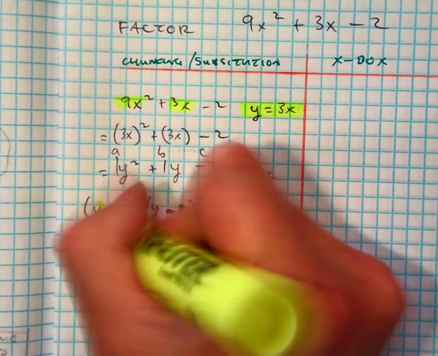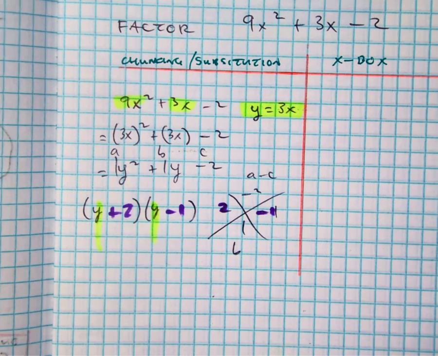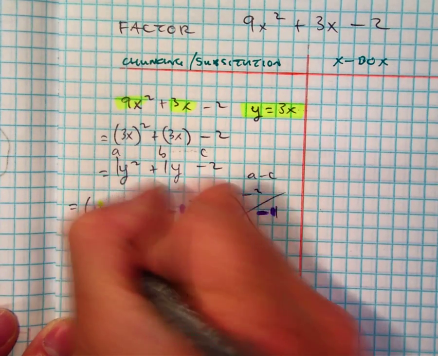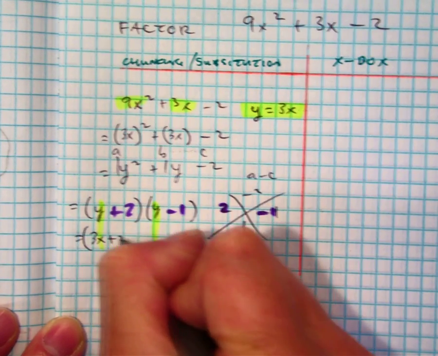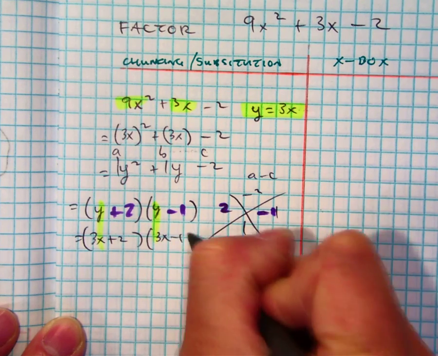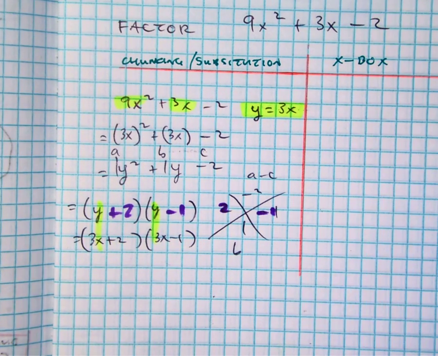And then I'm going to go back and put in my substitutions. So I have the answer of 3x plus 2, 3x minus 1. Raise your hand if you got that.